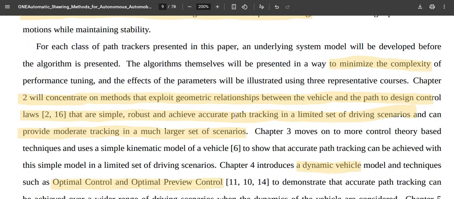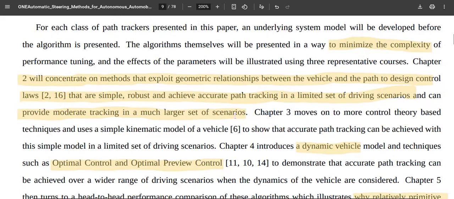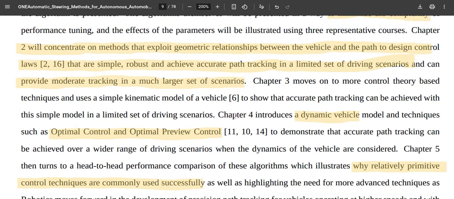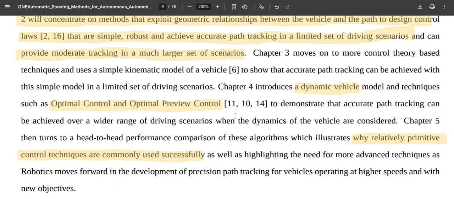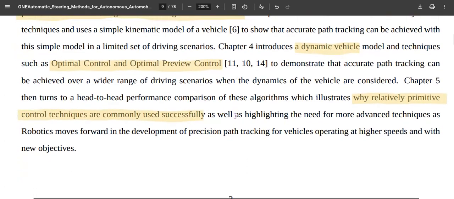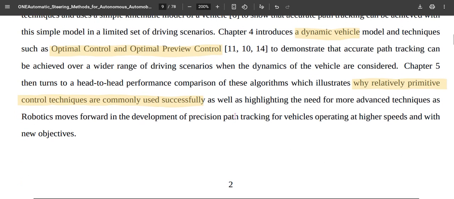The geometrical methods that we will see in this video exploit geometrical relations between the vehicle and the path to design the control laws, and these have certain limitations that we will also comment on in this video. Chapter 3 is about using an optimal control law based on constrained optimization problems. Chapter 5 also focuses on a constrained optimization control problem called model predictive control.